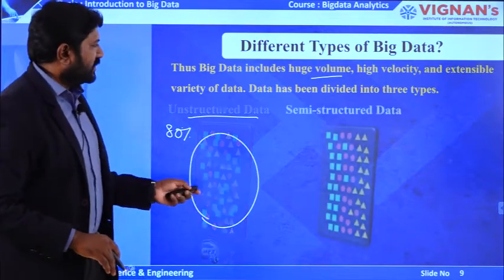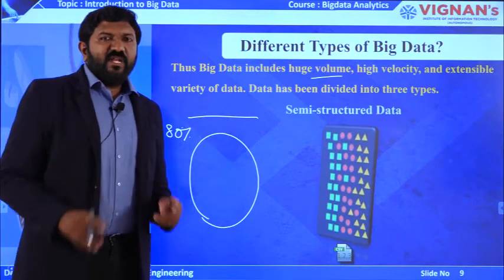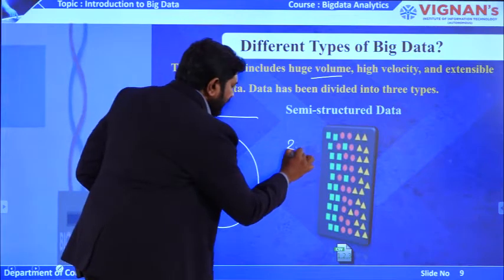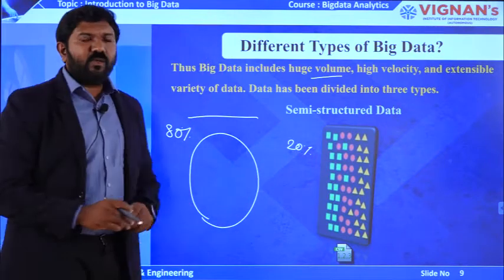Now, coming to the next one, that is semi-structured data, where information will look like unstructured data, but here you can only find 20% of data that will fall into the unstructured manner.